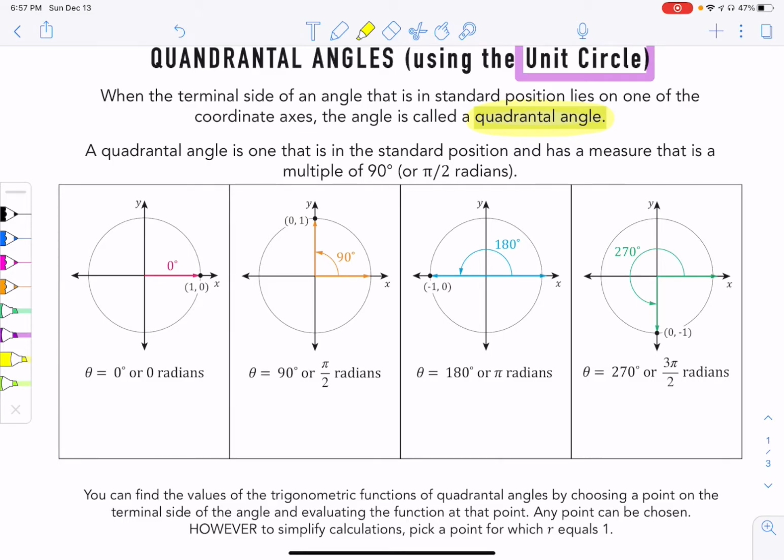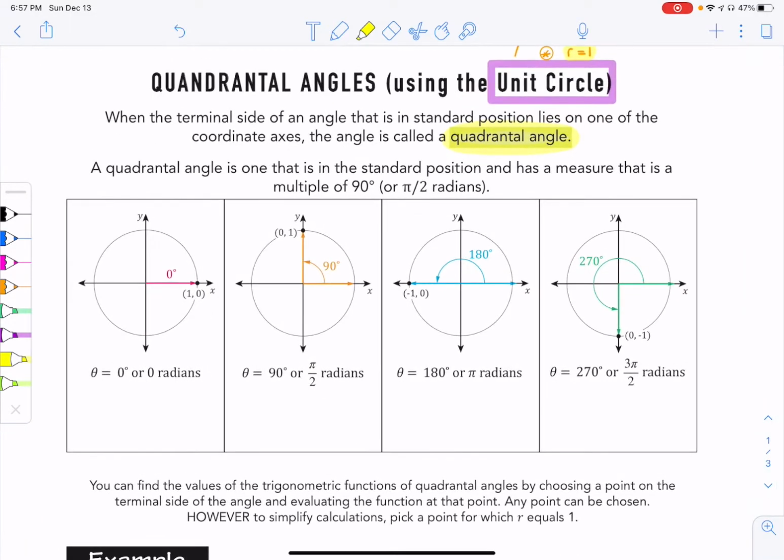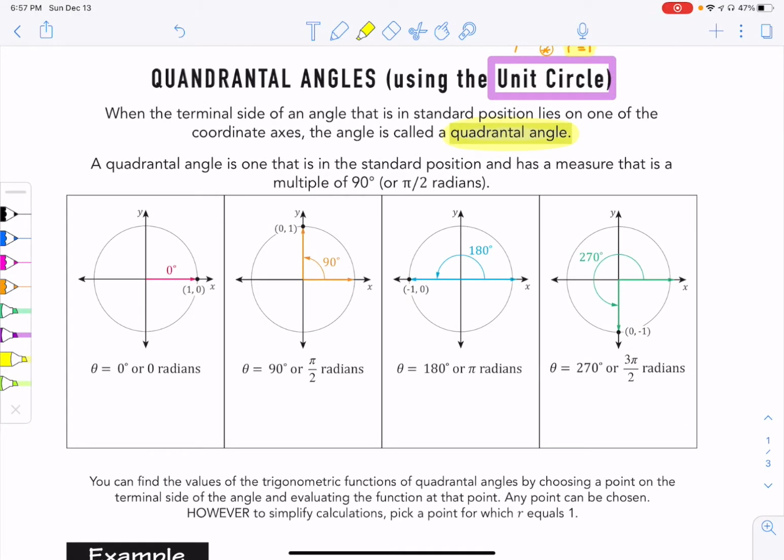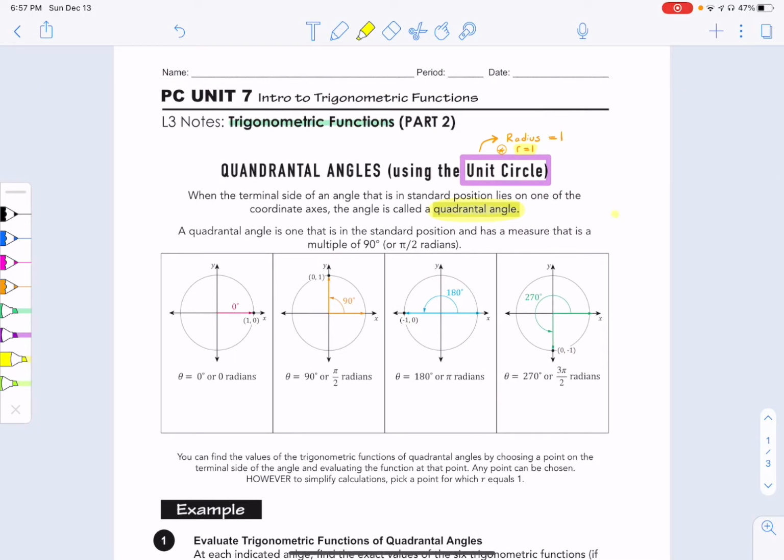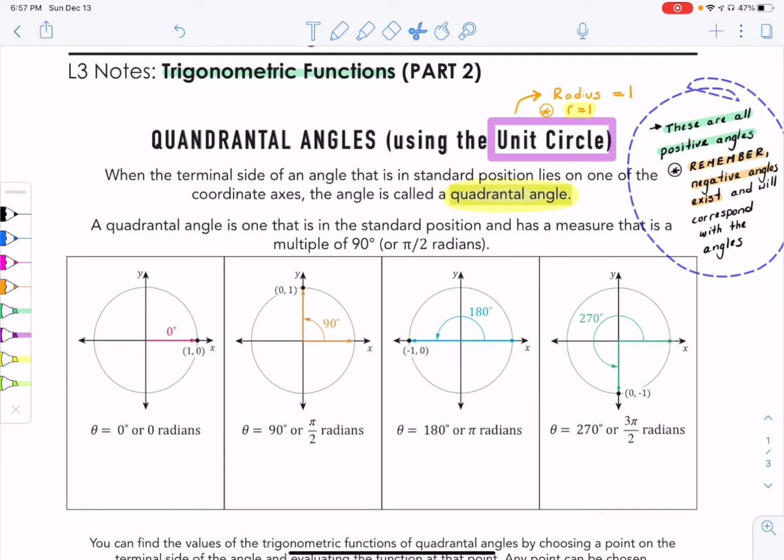And these angles are all given to you in positive values. However, remember that you can have negative angles. They do exist and they will correspond with these values that I gave you. They will just work in the opposite direction. So my note right there just says that these are all positive. Negatives exist and they will correspond with these angles.